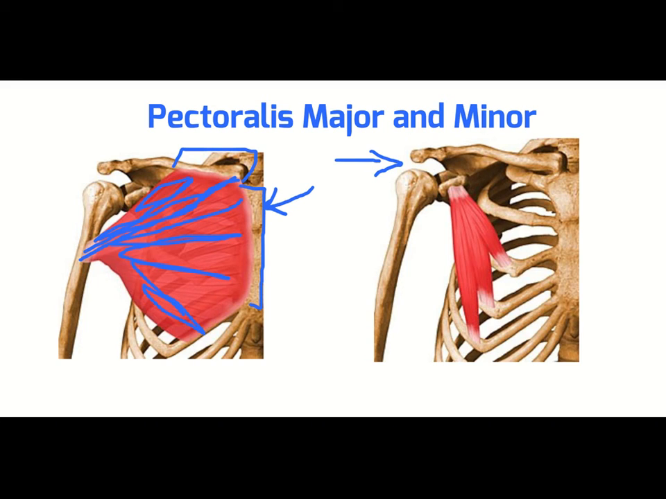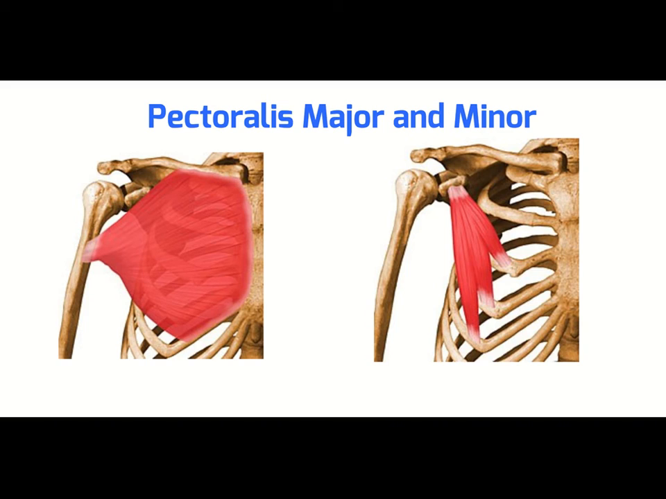Those insert on the crest of the greater tubercle of the humerus, and it's fairly far down, kind of halfway between the greater tubercle and the deltoid tuberosity. It is innervated by the medial and lateral pectoral nerve, and it helps to cause adduction and medial rotation of the glenohumeral joint, and then it can help to elevate the thorax in more of a forced inhalation, especially if the arm is fixed. The upper fibers, or the clavicular fibers, can help to flex the shoulder and horizontally adduct the shoulder. And the sternal fibers, or the lower fibers, can also help to extend the shoulder.